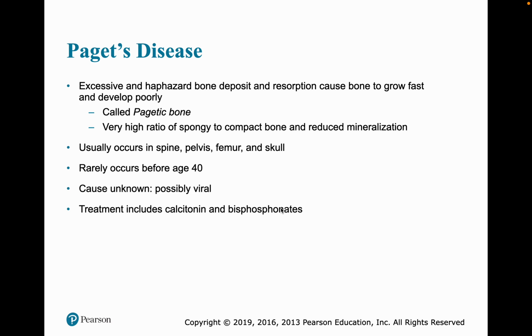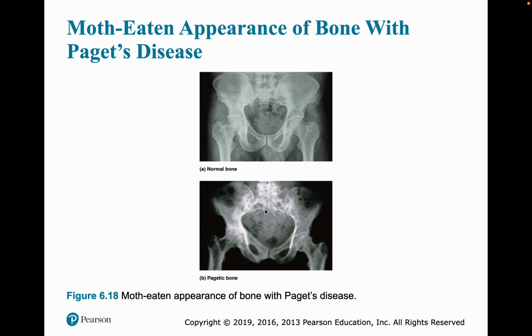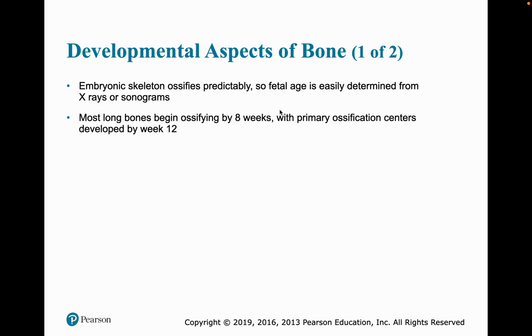Paget's disease is an excessive and haphazard bone deposit and reabsorption that causes bone to grow fast and develop poorly. It's called Pagetic bone. It has a very high ratio of spongy to compact bone and reduced mineralization, usually occurring in the spine, pelvis, femur, and skull. It rarely happens before age 40. Its cause is unknown, possibly related to viral infections. Treatments include calcitonin and bisphosphonates. So here is Pagetic bone versus normal bone.